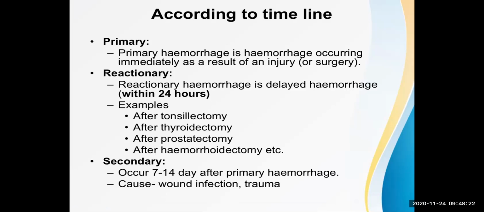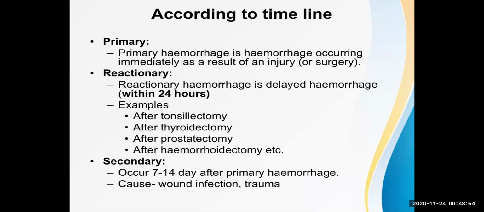Another is according to the timeline. For example, we have done surgery. At the time of surgery or operation, bleeding will occur. You cannot avoid bleeding during surgery because surgery is all about the tissue. We cut the tissue there. We need to enter into the body cavity or certain organ. So we need to give incision, we need to cut the tissue, so there will be bleeding. This is known as primary hemorrhage.